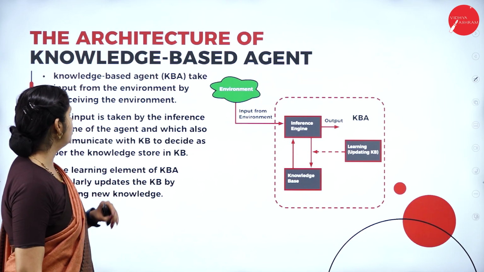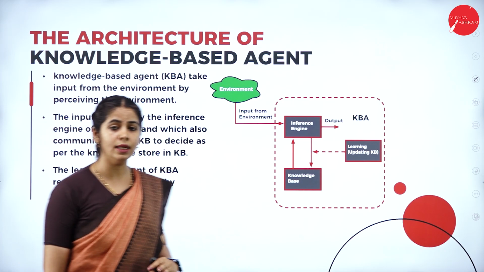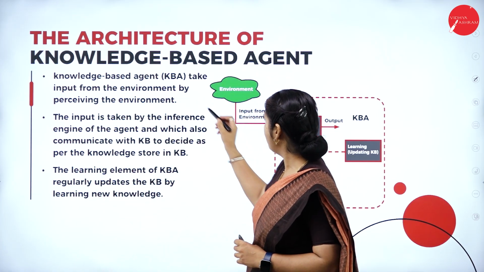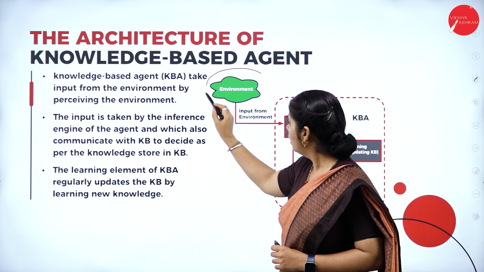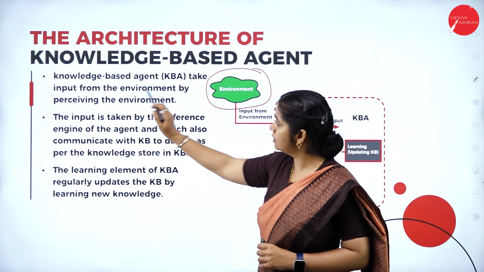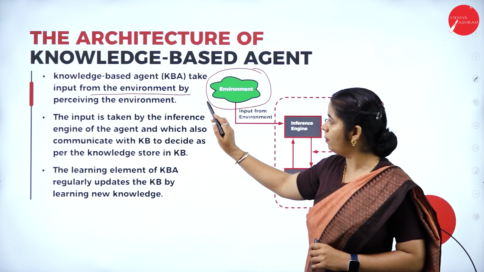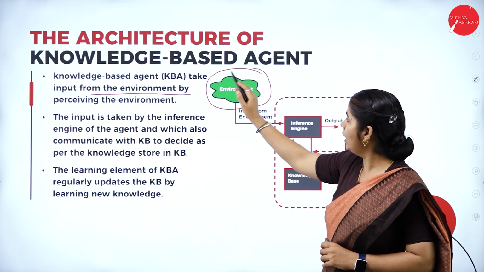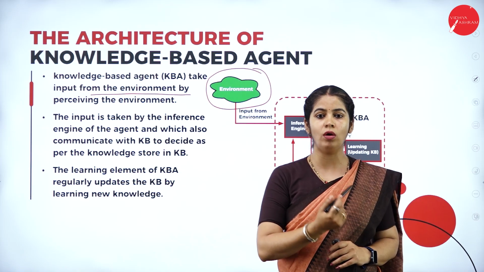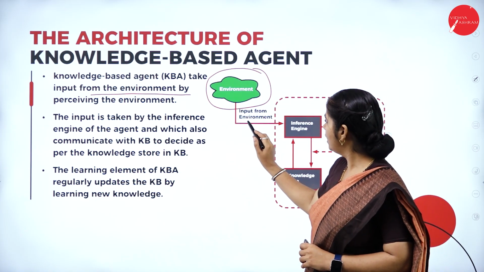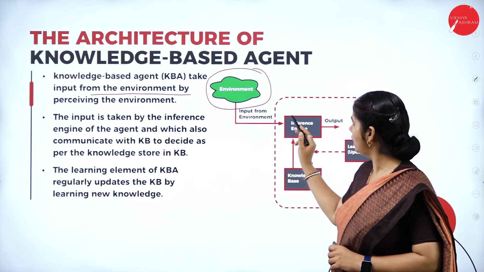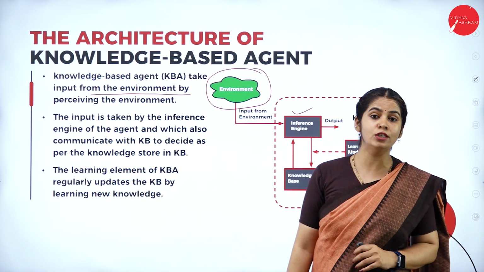Next, the architecture of the knowledge based agent. What is the architecture we have? How exactly does the knowledge based agent work? What we have seen here is that it will take the perception, or it will sense the environment. The knowledge based agent takes the input from the environment by perceiving what is going on in and around the agent. It will perceive all the information, and that information is given as an input to the inference engine.